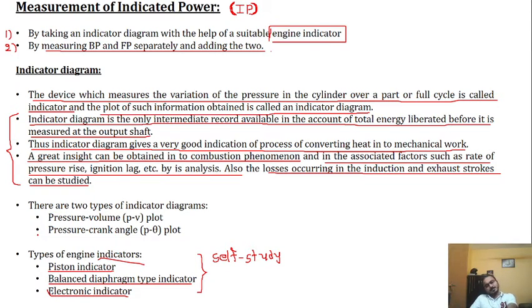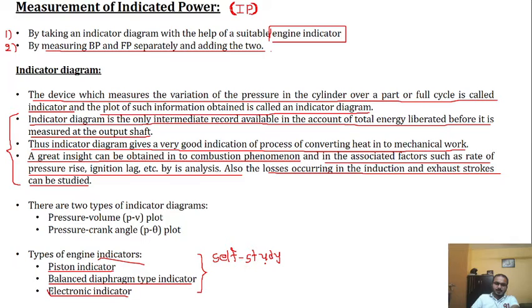In our previous lecture, we began with measurement of indicated power, that is IP. There are two ways of measuring this indicated power. First is by taking an indicator diagram with the help of suitable engine indicators. And the engine indicator types are: first is piston indicator, second is balanced diaphragm type indicator, and third is electronic indicator. I have given you these three topics as a part of self-study, and I hope that you have completed this by yourself.